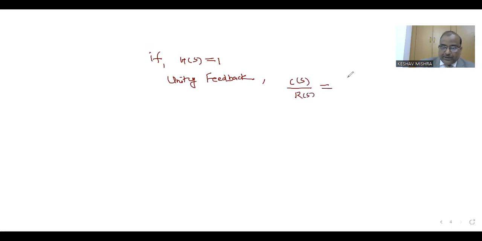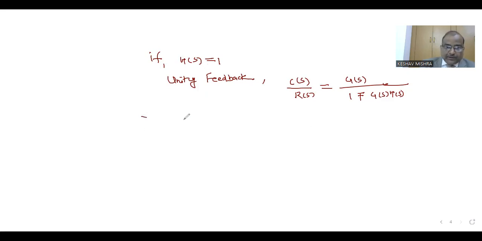Suppose H(s) is 1. If H(s) is 1, then it is the case of unity feedback. In this case, the transfer function C(s) upon R(s) is G(s) upon 1 plus or minus G(s) H(s). If we are taking the unity feedback case, then we have to put H(s) equal to 1.